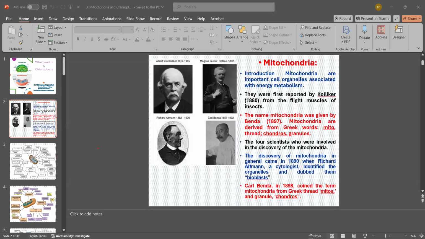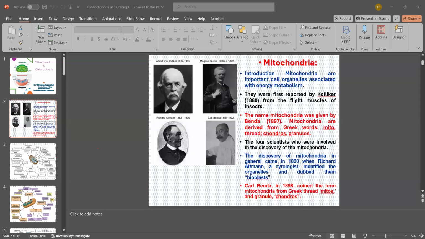They were first reported by Kölliker in 1880 from the flight muscles of insects. The name mitochondria was given by Benda in 1897. Mitochondria is derived from Greek words: mito means thread, chondria means granules, which is an important cell organelle.